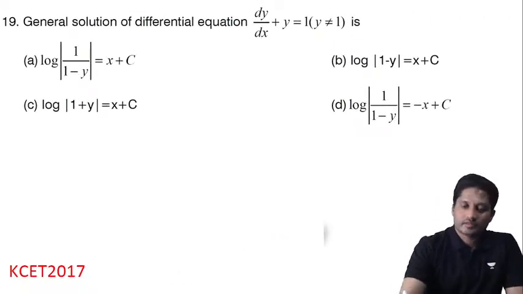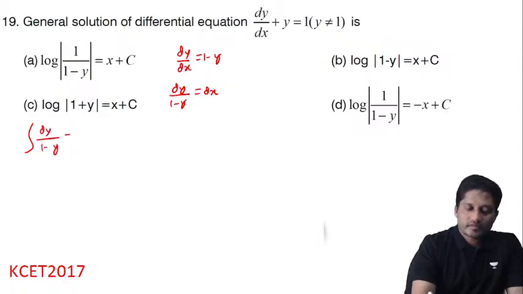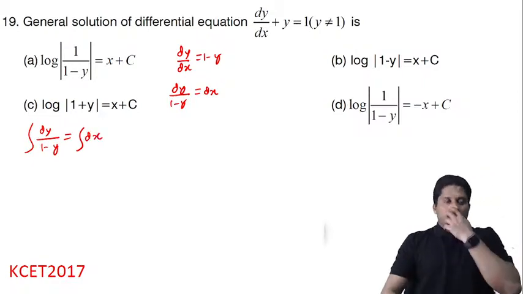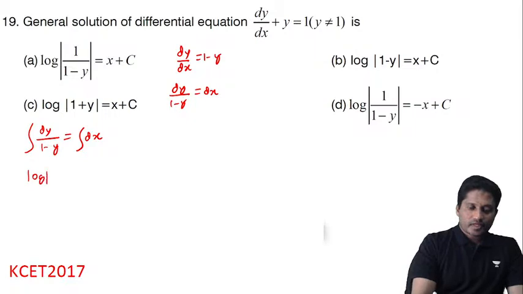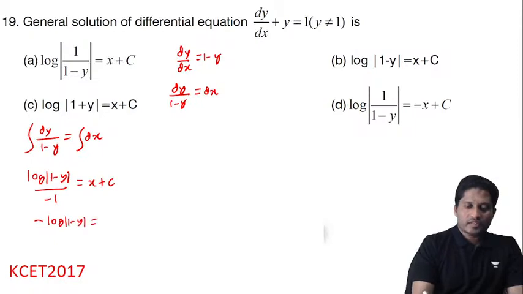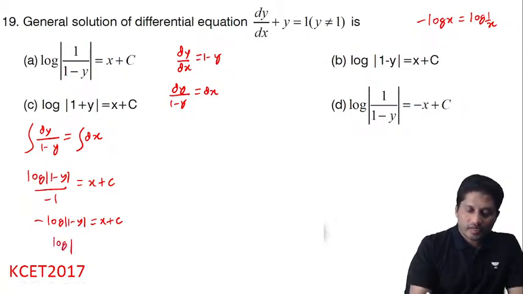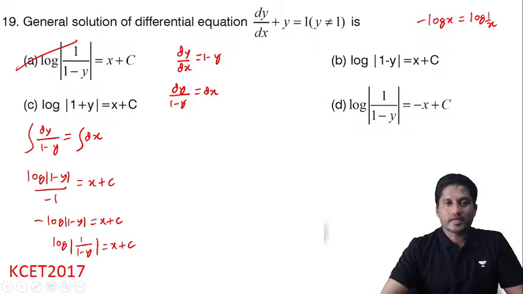What is the general solution of this equation? See, I can write dy by dx is equal to 1 minus y, right? dy upon 1 minus y is equal to dx. Now if I integrate, integral of dy by 1 minus y is equal to integration of dx. Integration of 1 by x is log x, right? Log of 1 minus y, the coefficient of y is minus 1, divided by minus 1. Integration of dx is x. So minus log of 1 minus y is equal to x plus c. See, when you have, suppose, minus log x, it can be written as log 1 by x. So this is equal to log of 1 divided by 1 minus y is equal to x plus c. Answer is option A. Right, let's move to the next question.